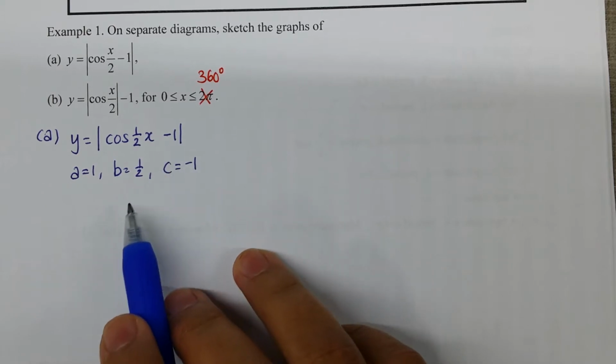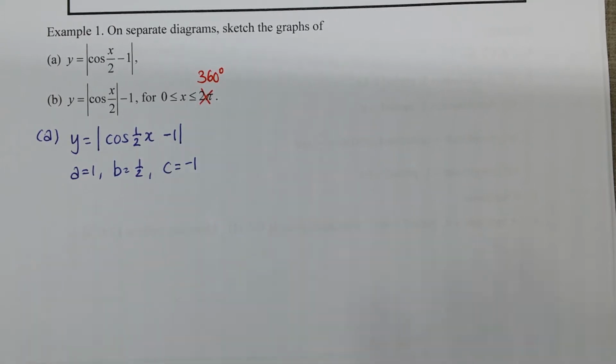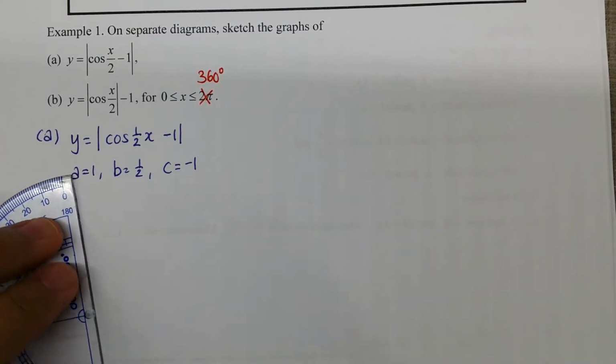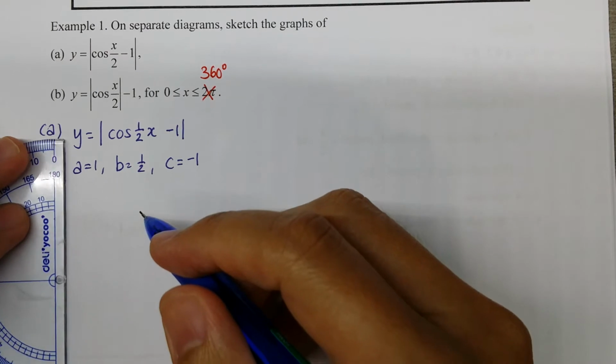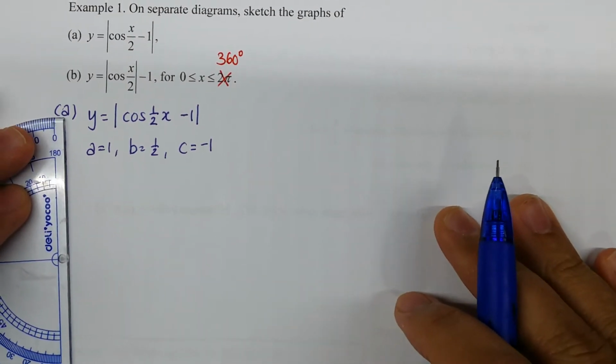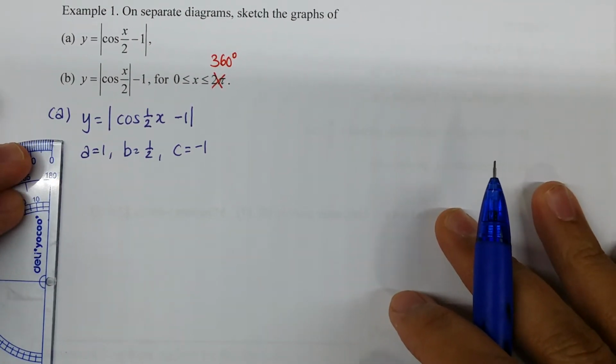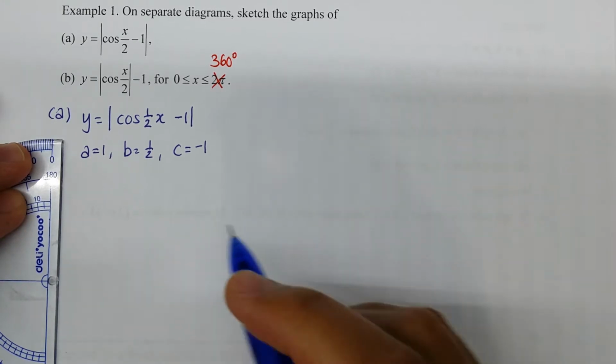So we will sketch cosine half x minus 1 first. Then after that we will do the reflection. Take out your ruler, take out your pencil, and sketch a graph. Let me try to squeeze it in within this screen.